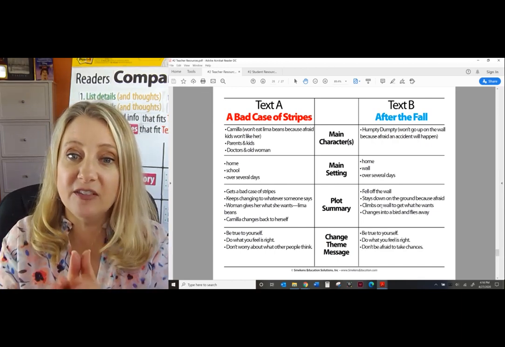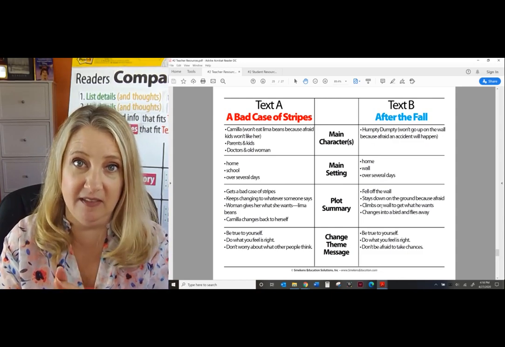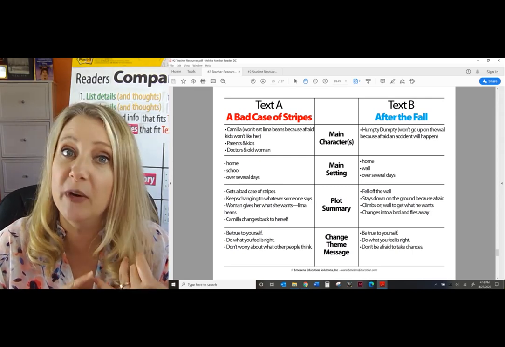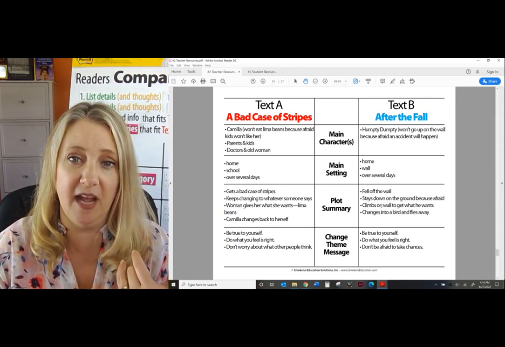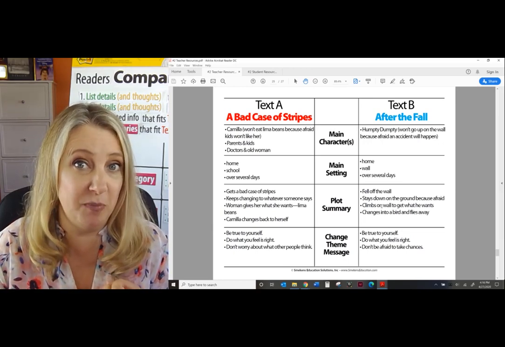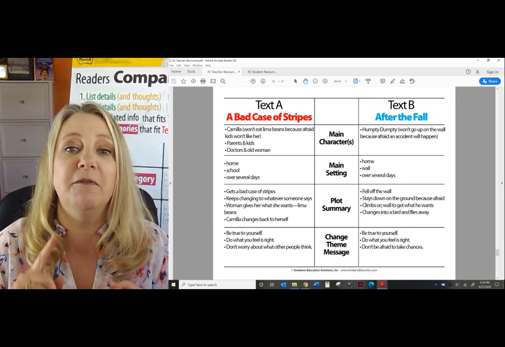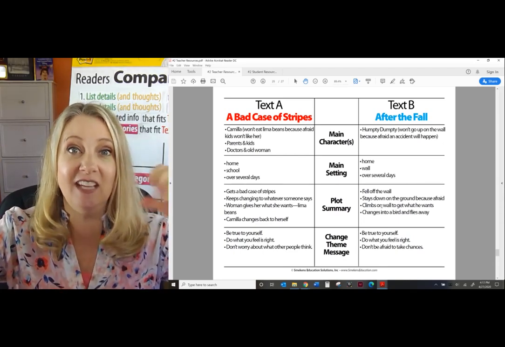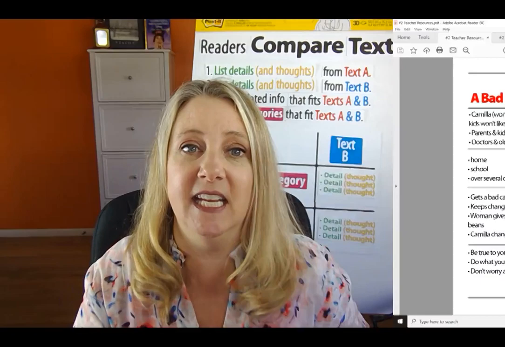And there are some of these theme statements that look familiar. Be true to yourself. He really wanted to go up on the wall. He needed to do that. Do what you feel is right. Even though he was afraid, he felt like he should be up on the wall. Don't be afraid to take chances, right? He needed to take a chance. Even though accidents could happen, he needed to get up there.